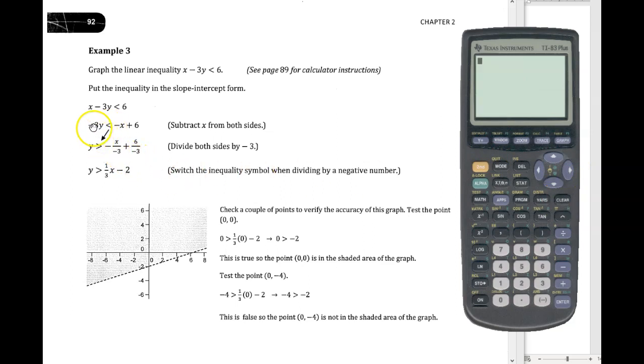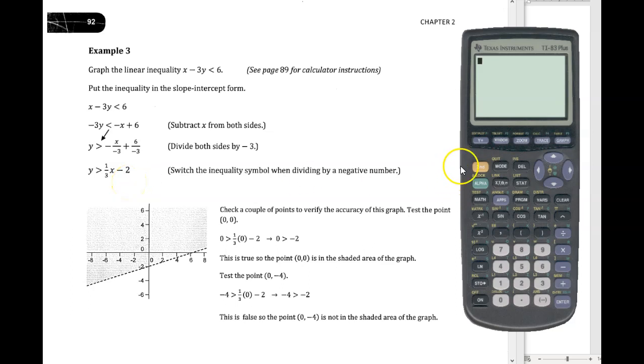So we can start by subtracting x from both sides, and then we have negative 3y is less than negative x plus 6. Then we're going to divide both sides by negative 3. And remember, when you divide by or multiply by a negative, you want to flip the inequality symbol. So we're going to end up with y is greater than now positive 1/3 x minus 2.